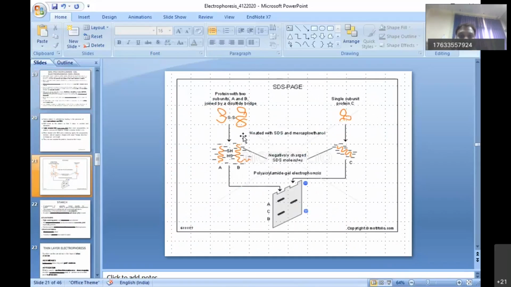So basically, if you see the cartoon, this is the protein, and when you add the SDS, it will break the disulfide bonds, and it will also provide a negative charge on the molecule. When you put the sample in a gel, it will move from the negative to the positive charge, and it will separate on the basis of charge and size.